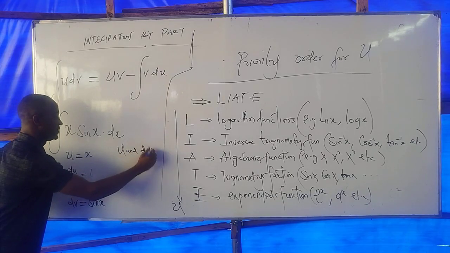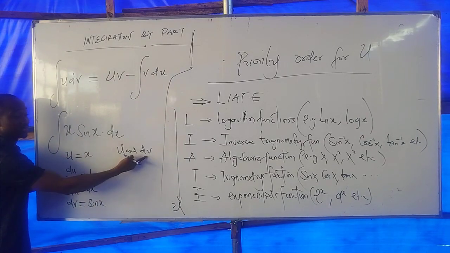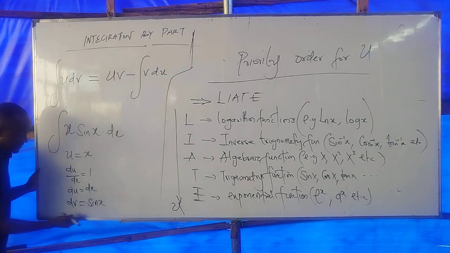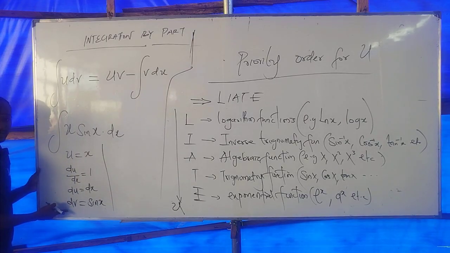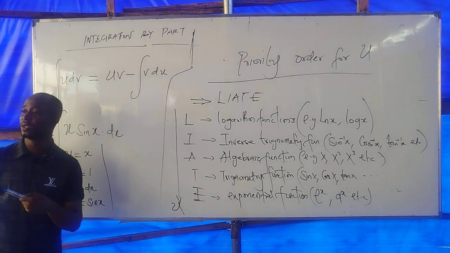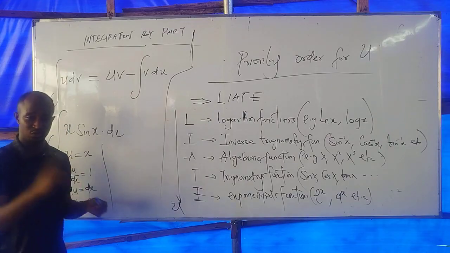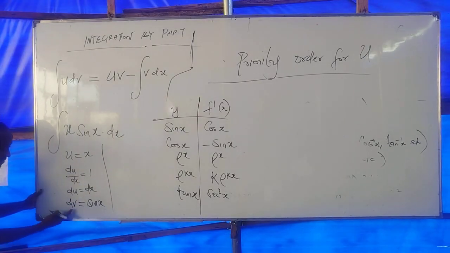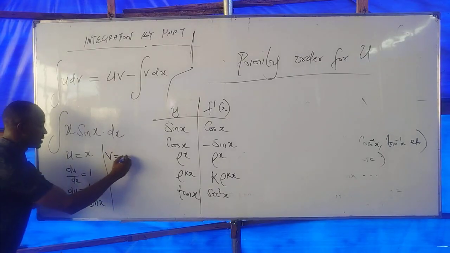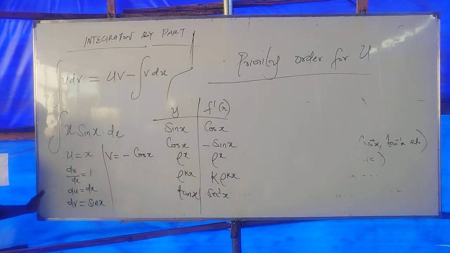The first step, choose your u and your dv. We have chosen x as u. It means sin x becomes our dv. Now, if sin x is our dv, can we solve for v here? When we choose u, differentiate u to get du. Then integrate dv to get v. So if I integrate sin x, v then becomes minus cos x. Are you following? Is it making sense here?